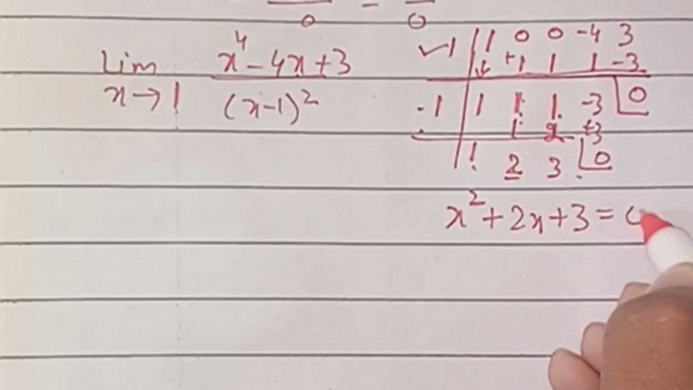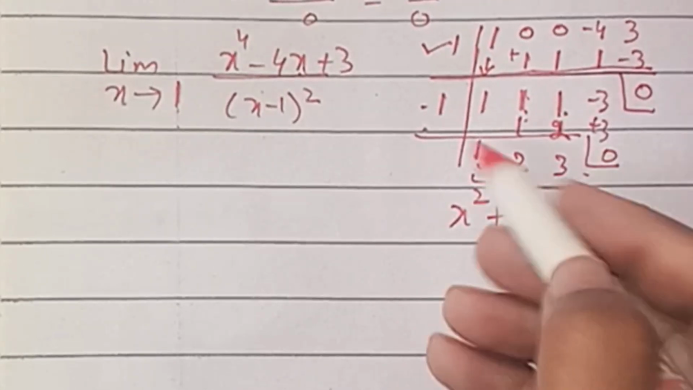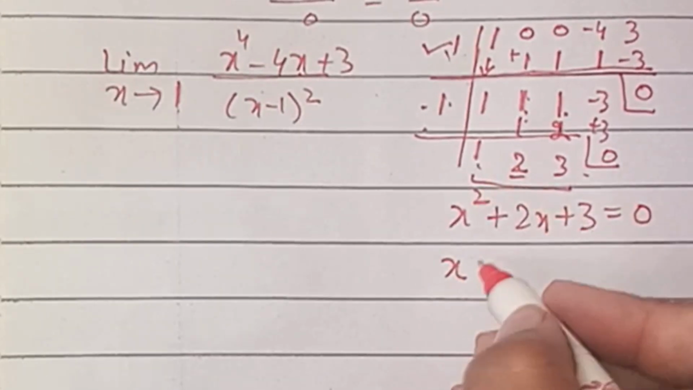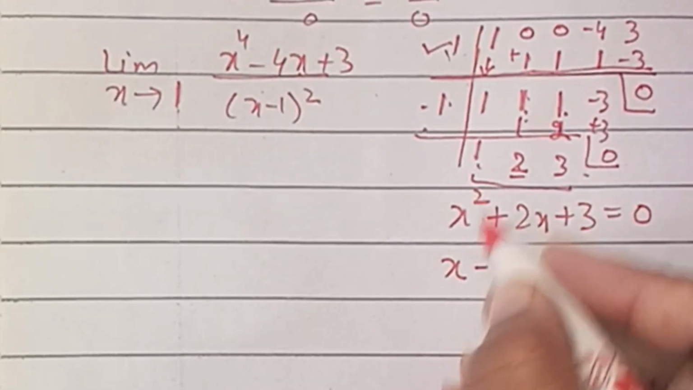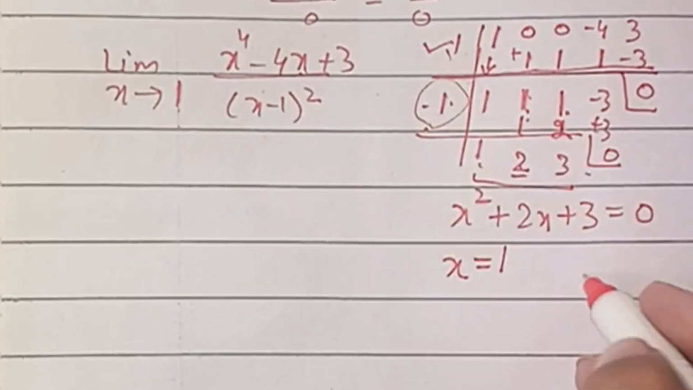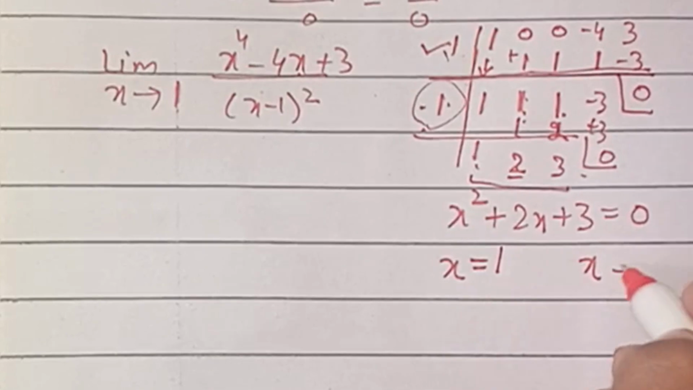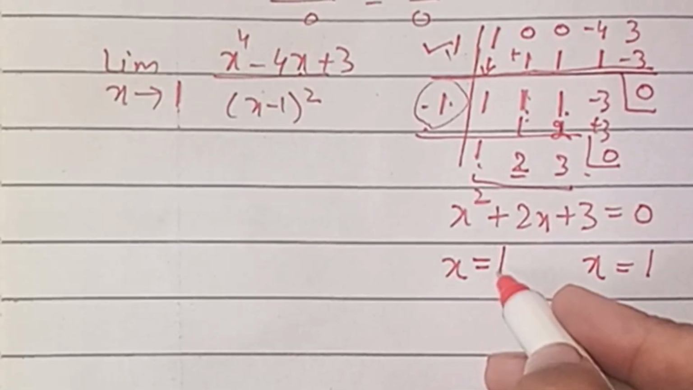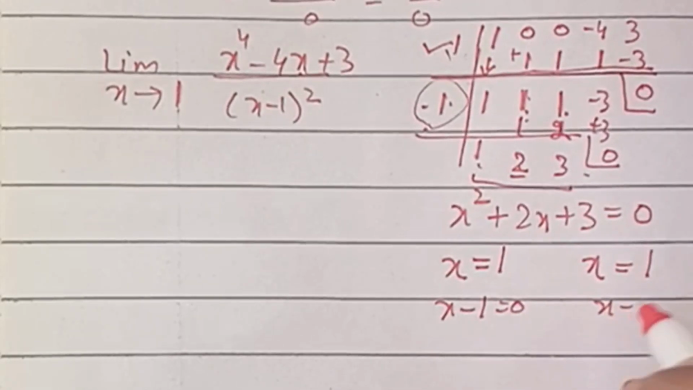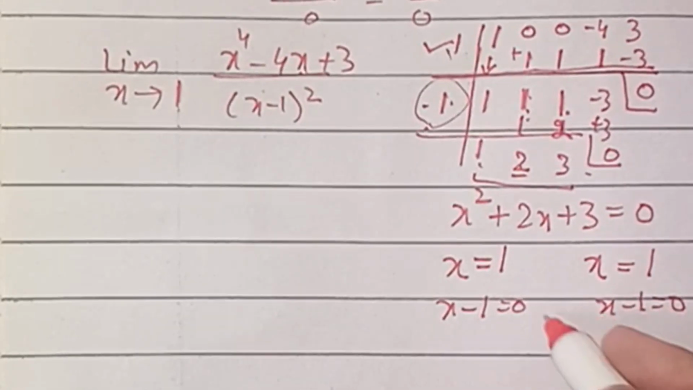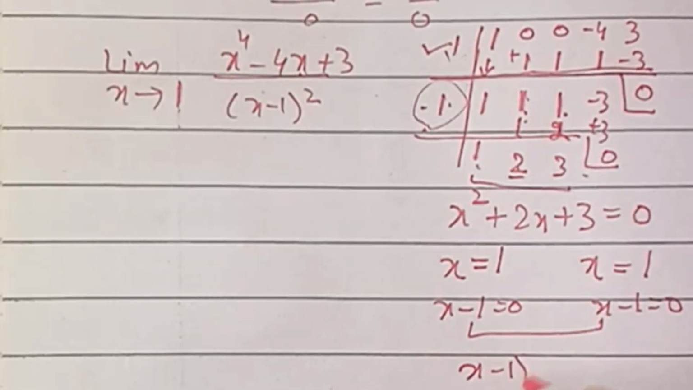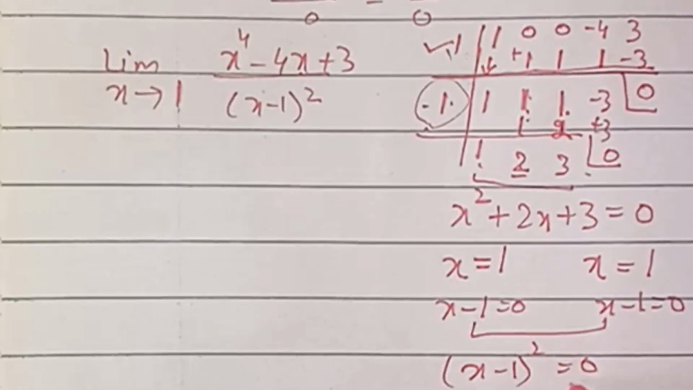It's equal to 0. This is our remaining part, and we write this factor as x is equal to 1, so one factor is 1, so we write x is equal to 1, and the other factor is also 1, so we write x is equal to 1. Now we write this as x minus 1 is equal to 0, and this is x minus 1 is equal to 0. So if we combine these two equations, then we can write x minus 1 whole square is equal to 0.